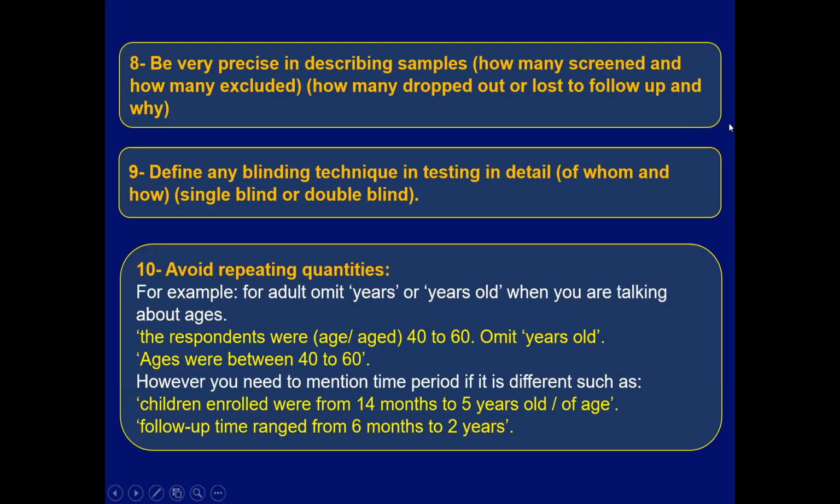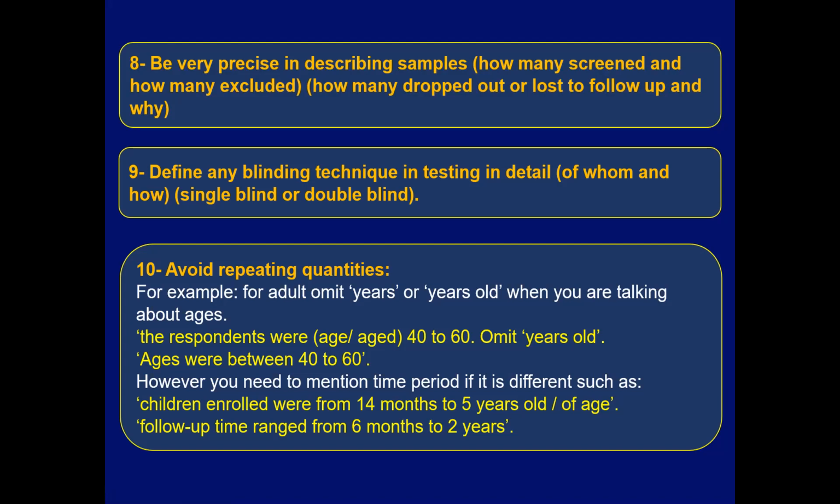Avoid repeating quantities. Unfortunately, a lot of students just repeat, specifically related to numbers. For adults, for example, omit years or years old when describing ages. Try to omit those every time you are talking about ages. For example, the respondents were aged 40 to 60. Don't say 40 years to 60 years, or years old. So ages were between 40 and 60. This is accepted and enough.